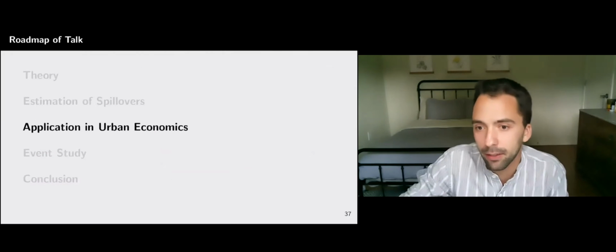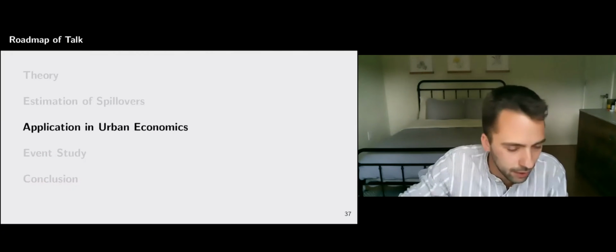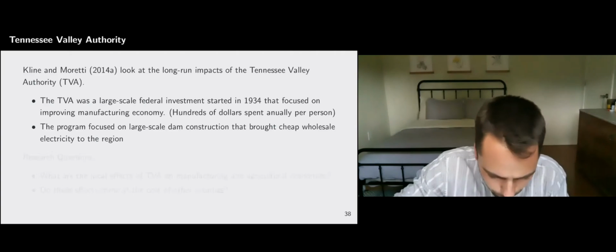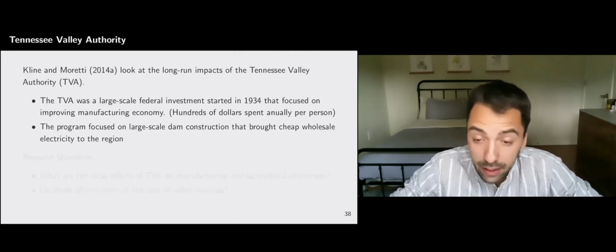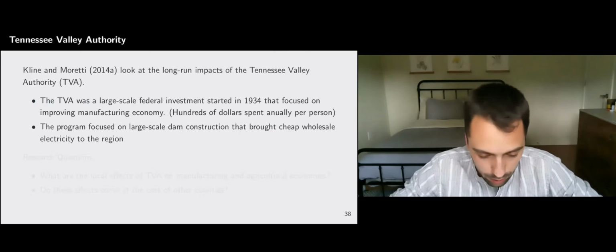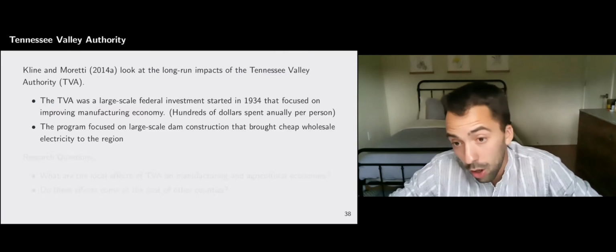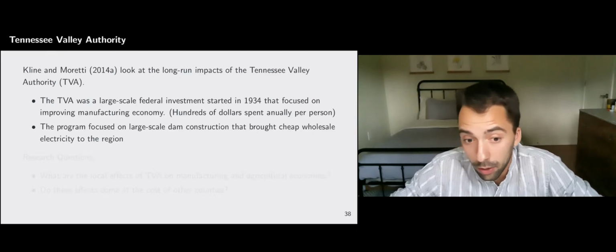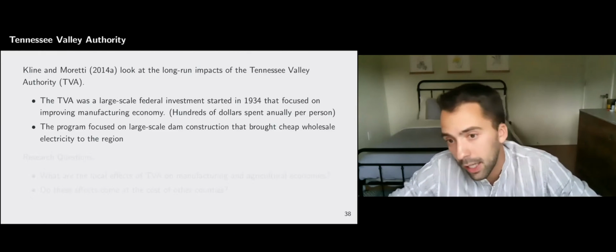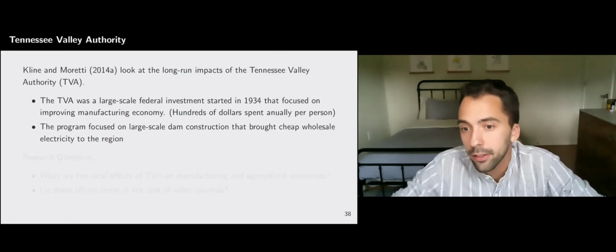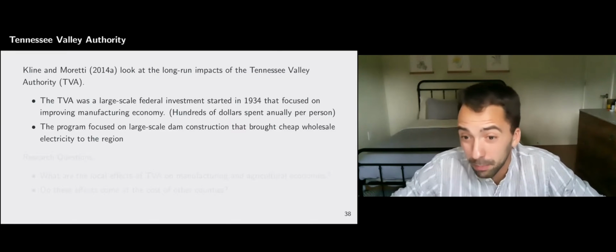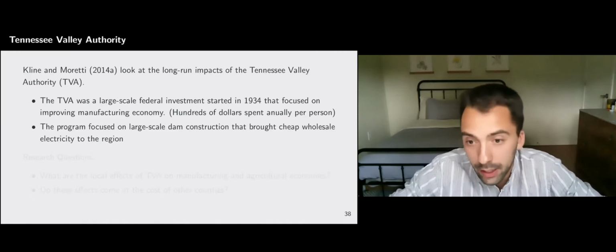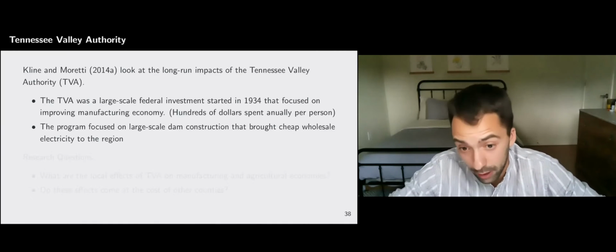So now let's actually think about this in the context. Does this matter? Does it have sizable impacts and so forth? So first I'm going to look at the Tennessee Valley Authority, Kline and Moretti. They have a QJE article that looks at the long run impacts of the Tennessee Valley Authority, which the TVA was a large scale federal investment. It started during the New Deal in the 30s, and it built a bunch of dams to bring cheap electricity to the Tennessee Valley to try to stimulate the manufacturing economy.